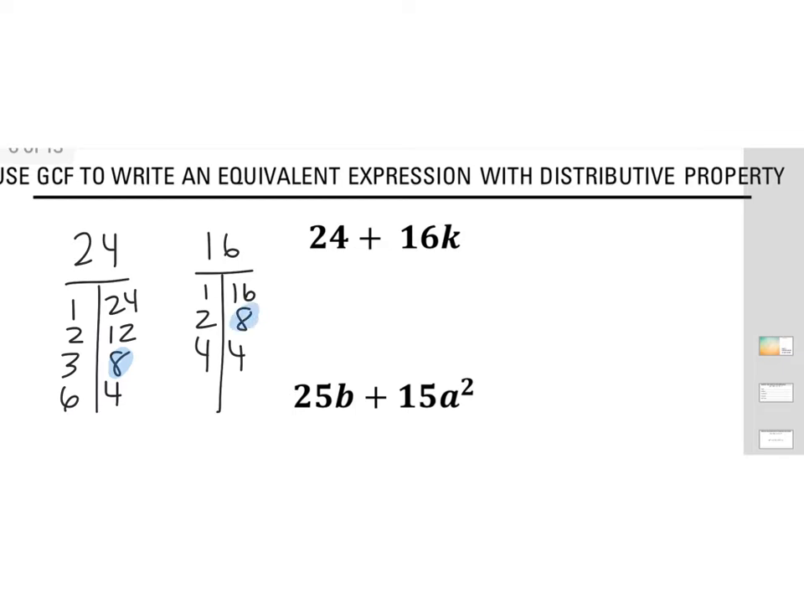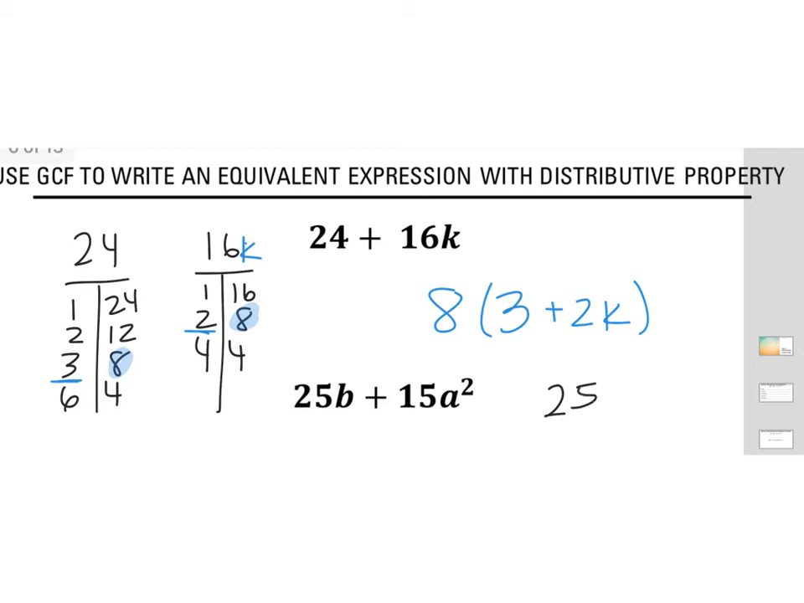So that number is going to go on the outside of our parentheses. And then we're going to put the leftover factors inside of our parentheses. So since the 3 was with the 24, we're going to write 3 plus. And then the 2 was with the 16, but that's a 16k, so it's going to be 3 plus 2k inside.